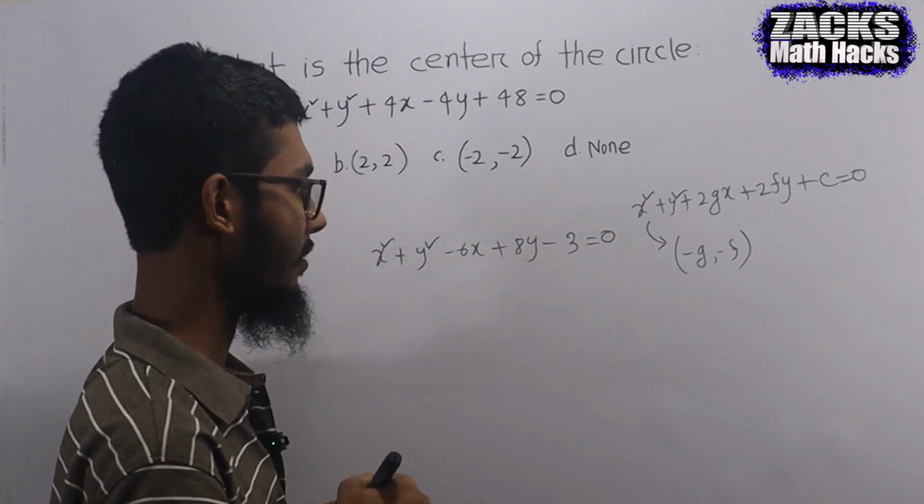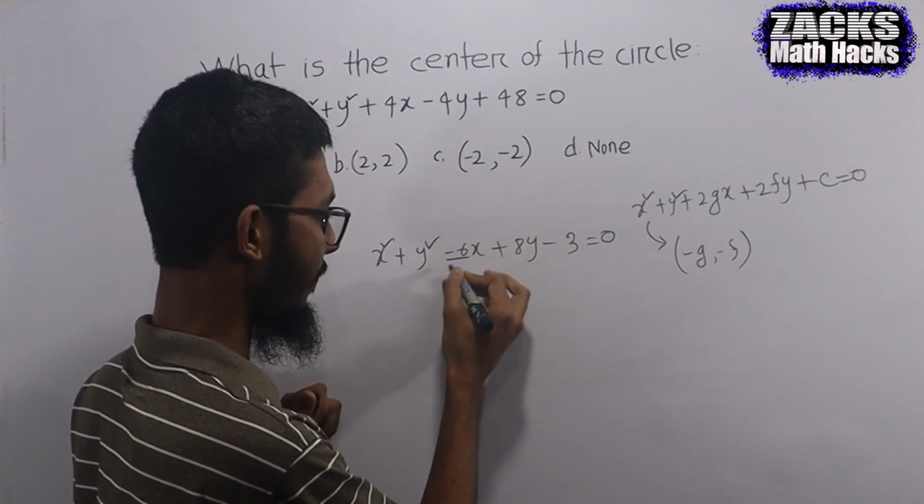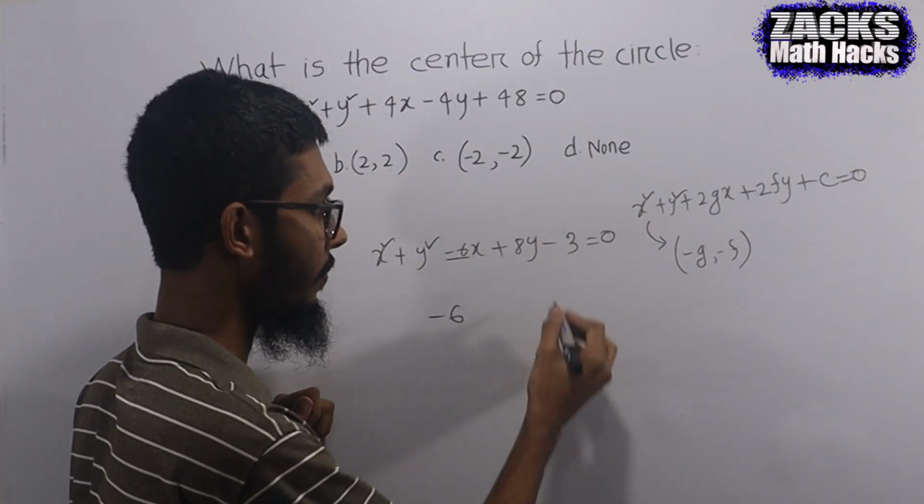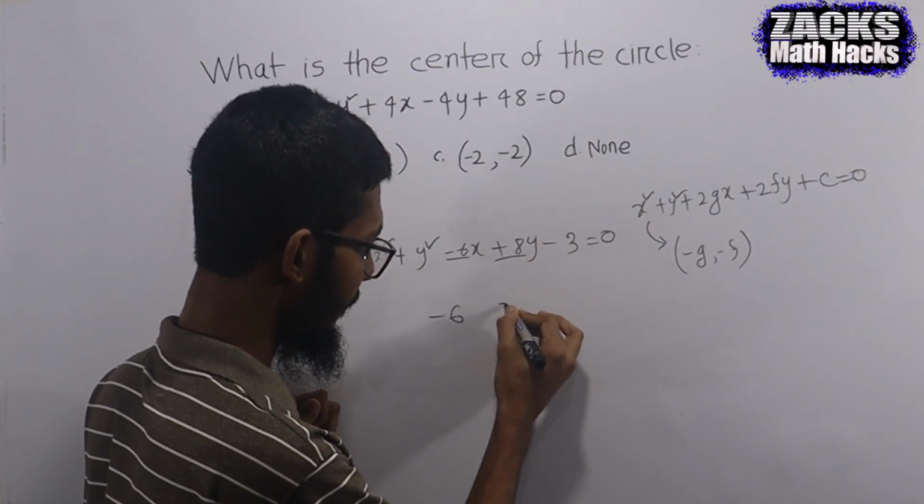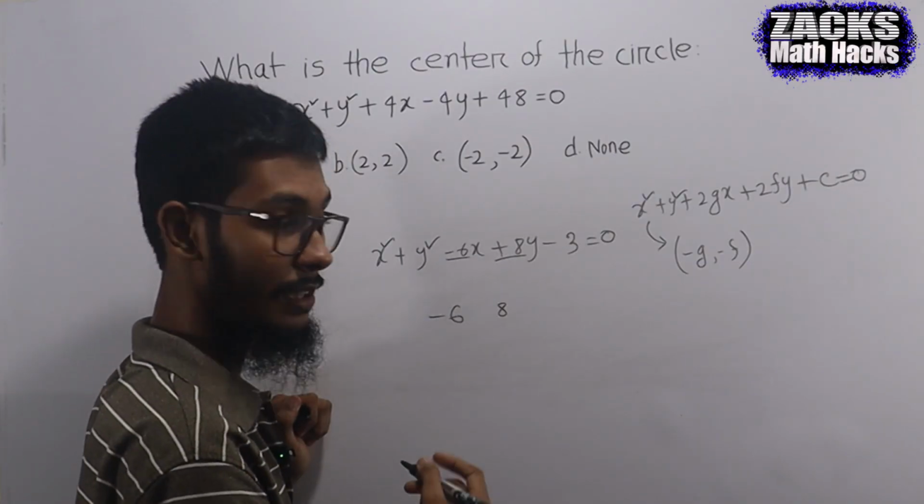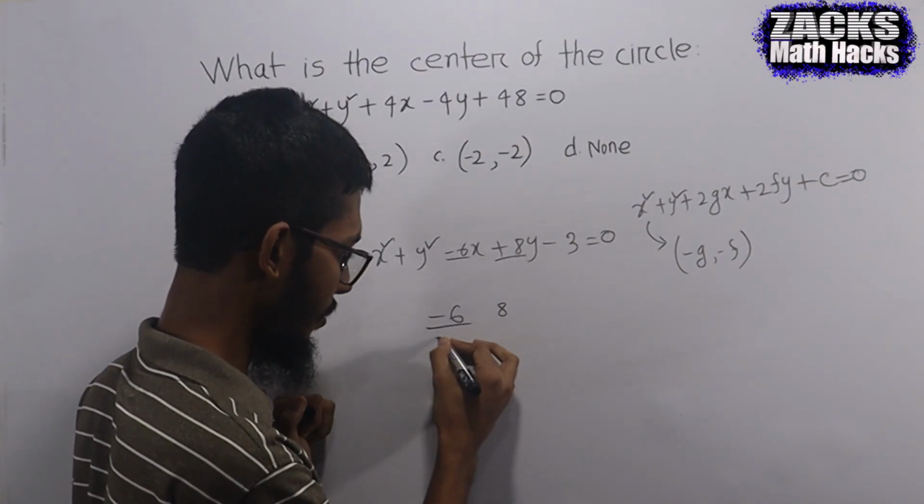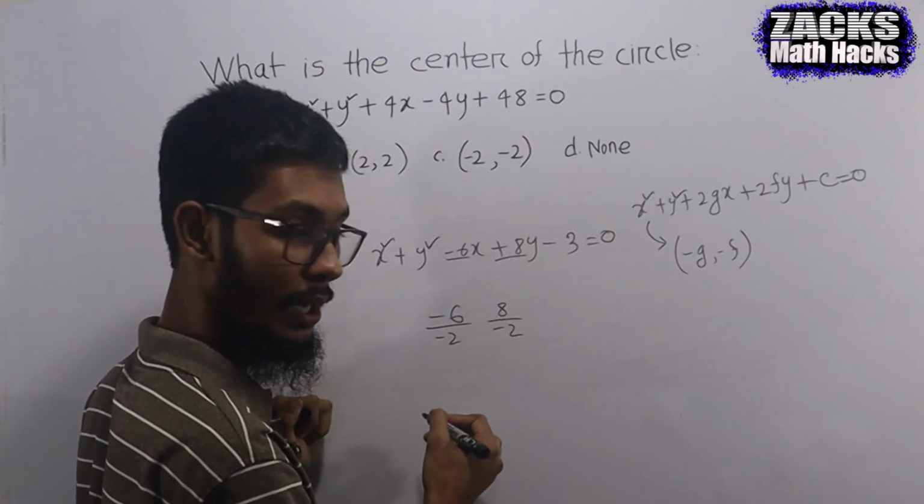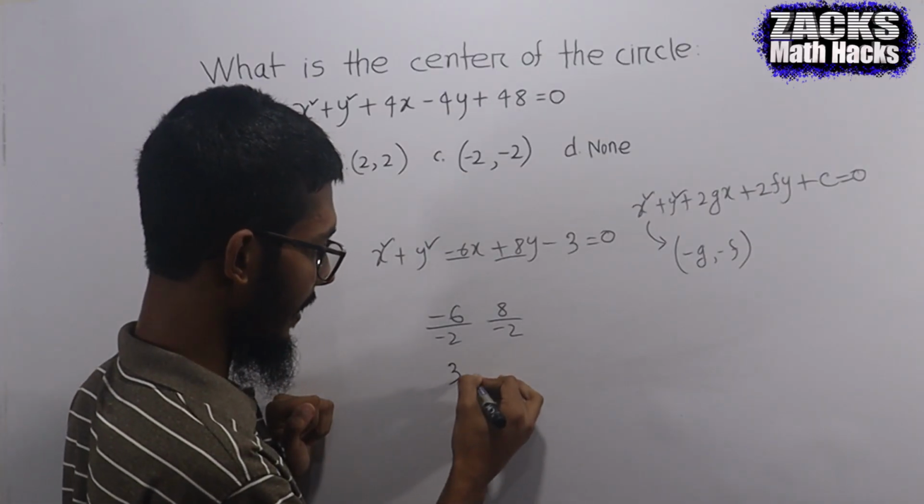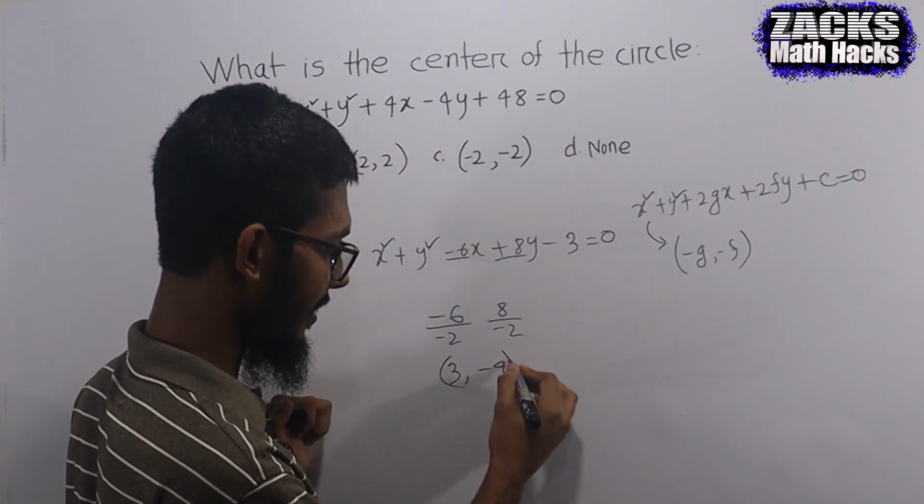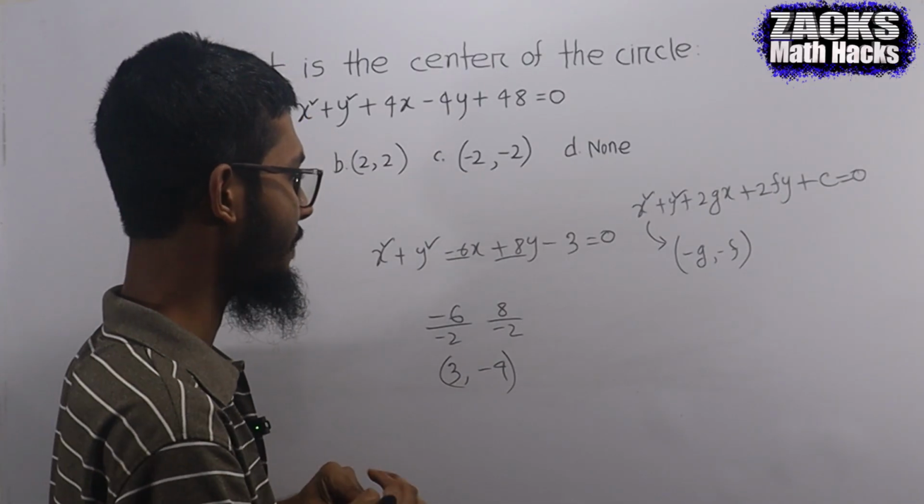Now tell me how to find the center of this circle. Simply, a very short shortcut: what's the coefficient of x? Minus 6. And the coefficient of y? Plus 8. Just divide these coefficients by minus 2. What will be the result? Here 3 and here minus 4. This is the center. Okay, now boss, this is the center of this circle.